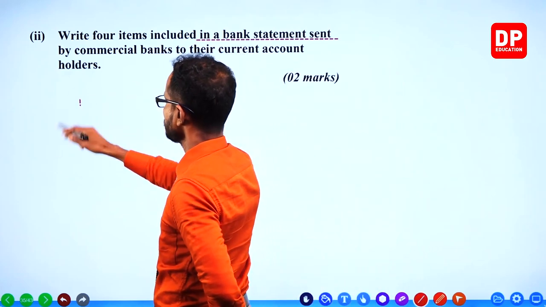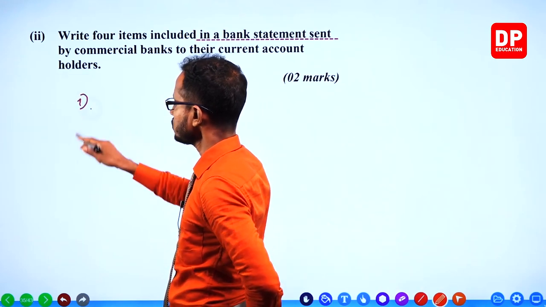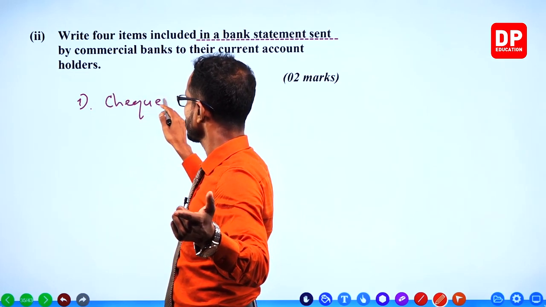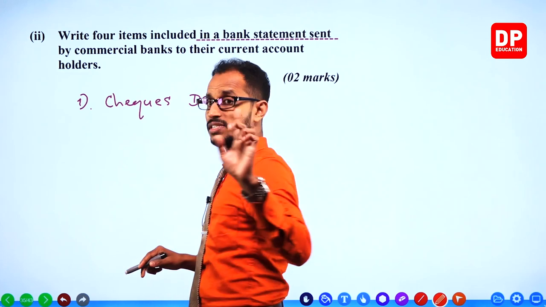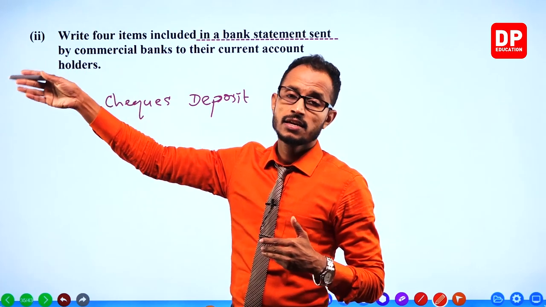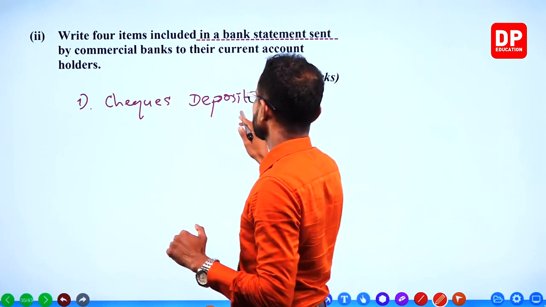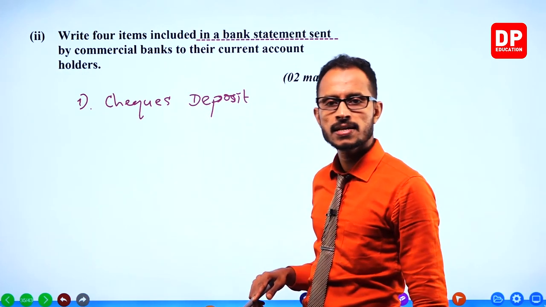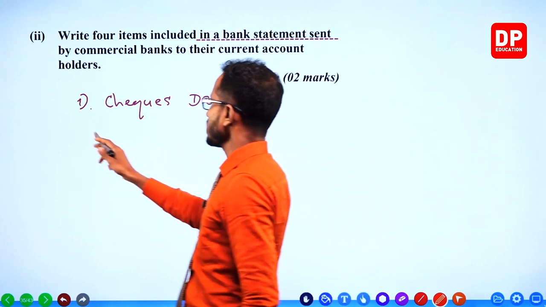Okay, number one, tell me if you know. Deposited checks. Not deposited but unrealized. Deposited but unrealized means we have deposited the check, but it has not been realized yet. That means those checks are not appearing on bank statements. Deposited and realized checks. You got it? Then checks issued.